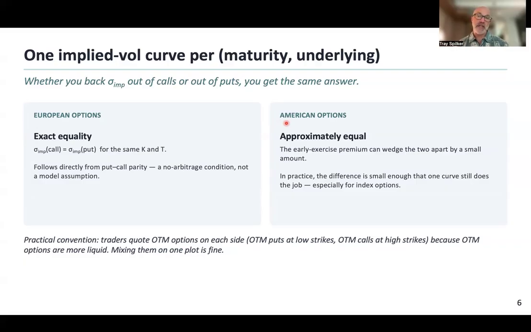The practical convention that this therefore enables is that traders typically quote out of the money options on both sides, right? So out of the money puts for low strikes or out of the money calls for high strike prices, because the out of the money options tend to be a bit more liquid. And of course, since calls and puts share a smile, then mixing them on the same plot is totally fine.